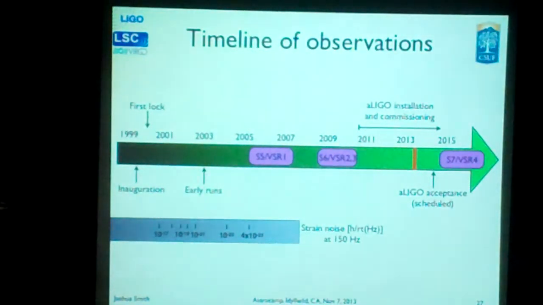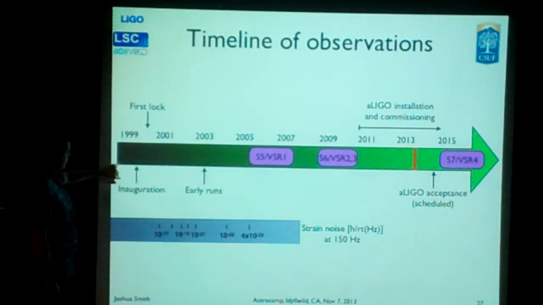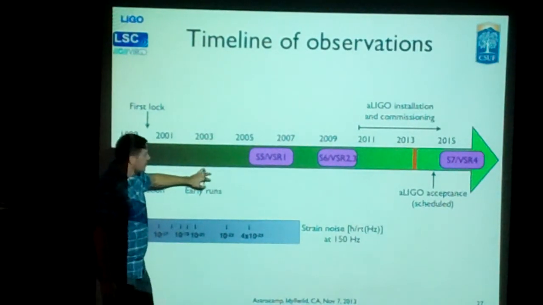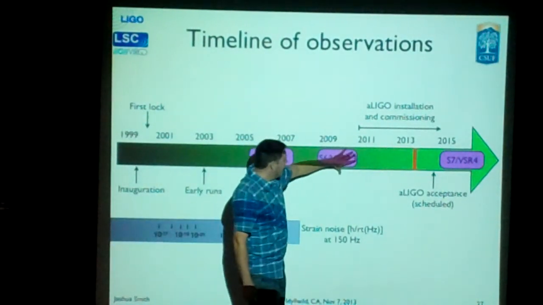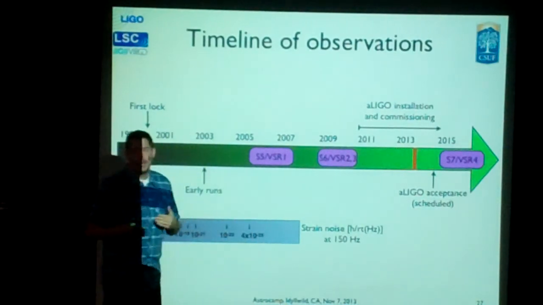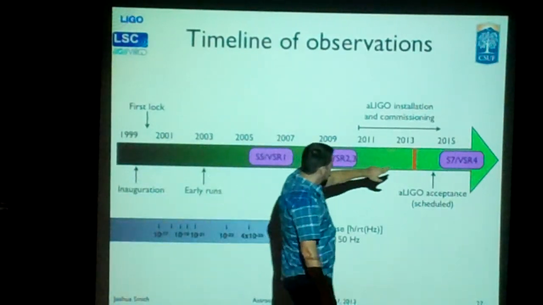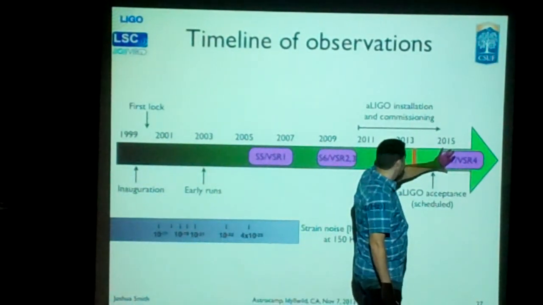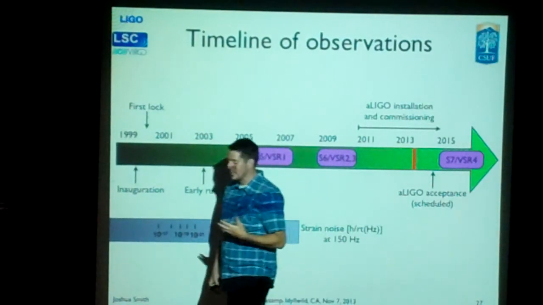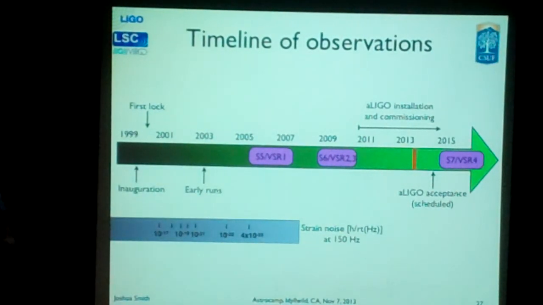We observed with these detectors from 2003 all the way until 2010, and now they've been taken offline to build a 10 times better detector that's a lot more sensitive. And we expect that to come online in late 2014 and in early 2015 to start its first science run. So that's why this is actually the most exciting time to be in this field that we've ever had.